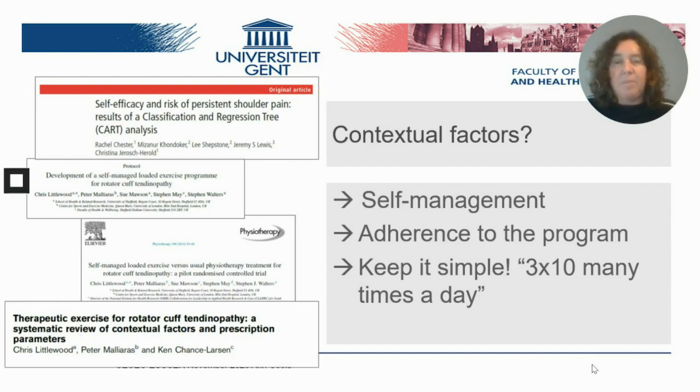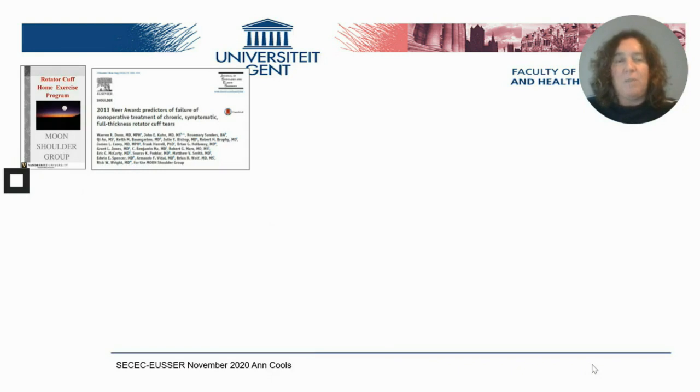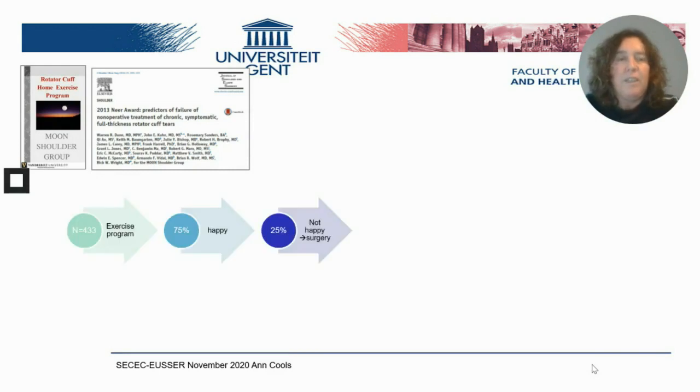times a day. But there is one more contextual factor that I want to bring under your attention, which is based on a study that was performed in the US, which is the Moon Shoulder Group study. They applied an exercise program to more than 400 patients with degenerative rotator cuff tears, and 75% of them were happy and they did not go to surgery. However, 25% were not happy and went to surgery.